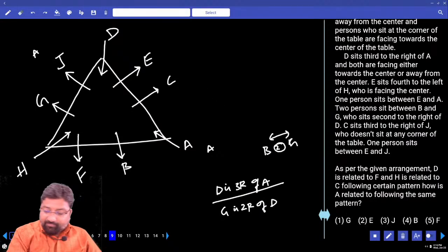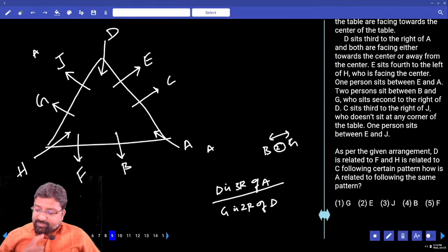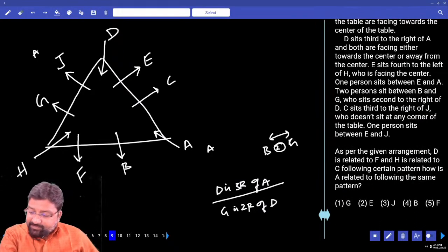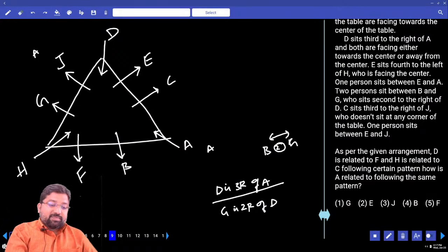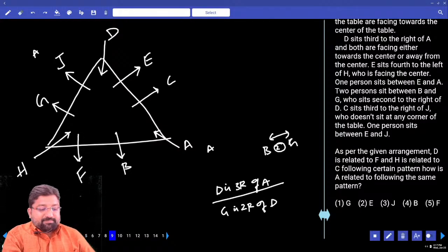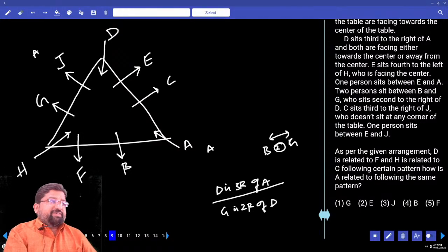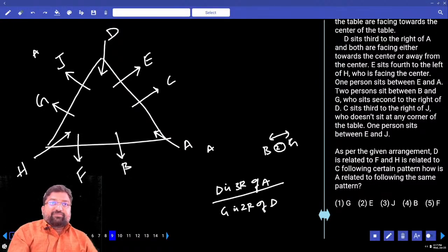H. As per the given arrangement, D is related to F and H is related to C. How is D related to F? Come on. I need an answer. Fourth right of F is D. Shortest is by right. If I go for left, 1, 2, 3, 4, 5. But if I go for right, it's the fourth right.